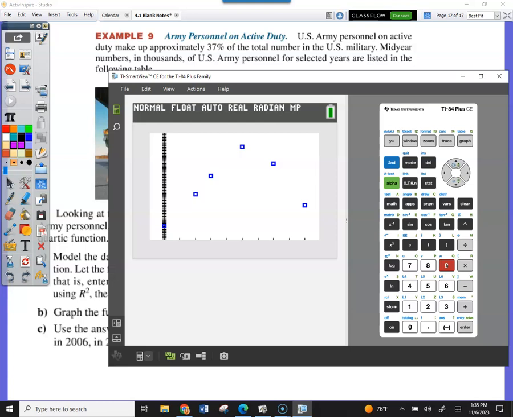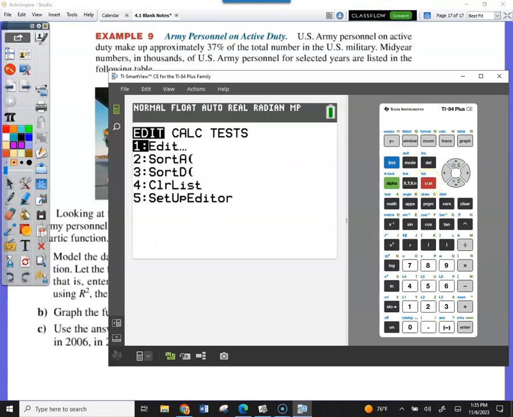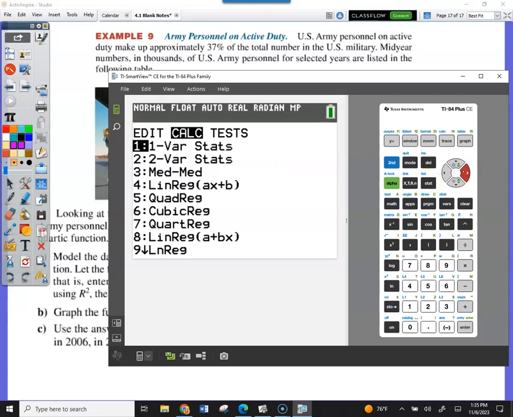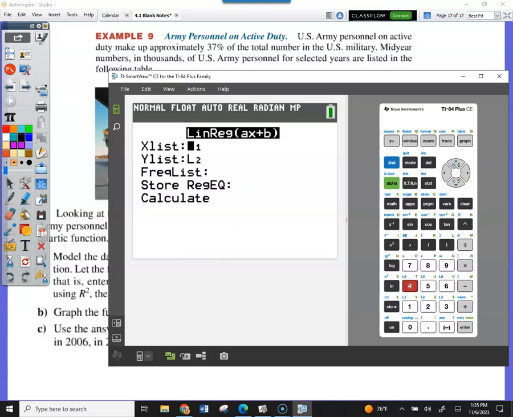Now I want to get a line of best fit. Again, like I was saying, I'm just showing y'all this because I think it's interesting. If it doesn't interest you, you don't have to pay attention. But we're going to tell it to run a test. We're going to do the linear regression in terms of mx plus b. I put it in L1 and L2. I'm also going to tell it to store it.